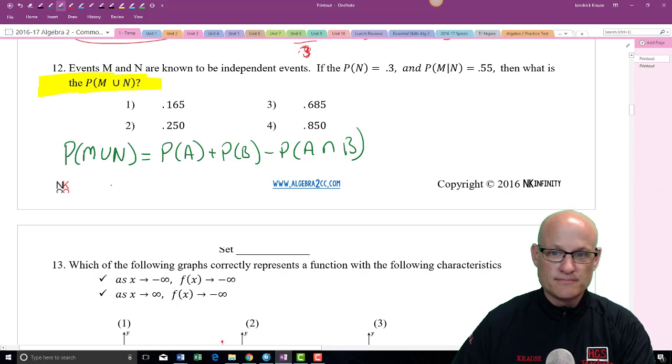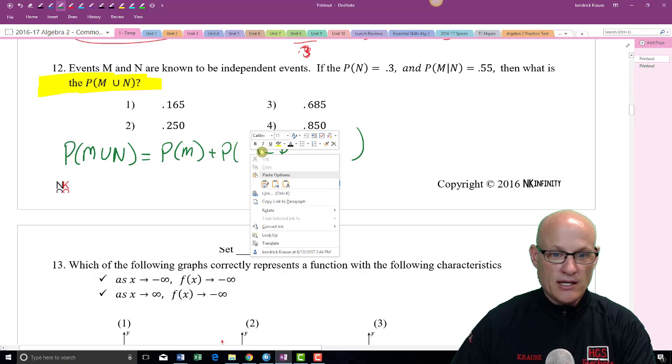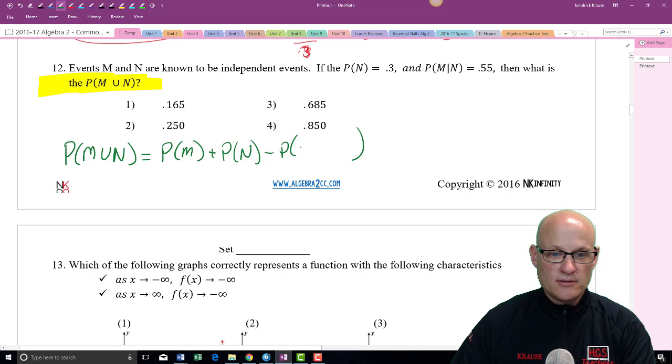All right, let's figure it out. Probability of N. Oh, probably should be using A and B. Probably should be using M and N. M, N, M, and N. All right, let's put all the stuff we know. We know the probability of N is 0.3.